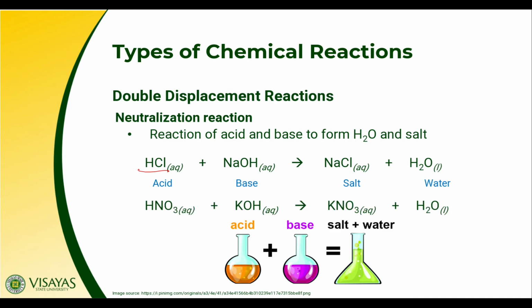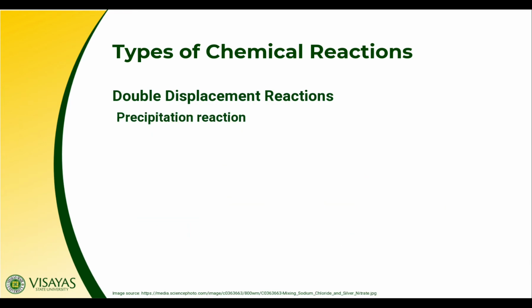Another example, we have nitric acid plus, this is the acid part. Potassium hydroxide is the base. The salt formed is called potassium nitrate, and then we have the water molecule. So again, this is H combining with OH to form water, and then potassium ion combining with nitrate ion to form potassium nitrate. So there is exchange of counter ions.